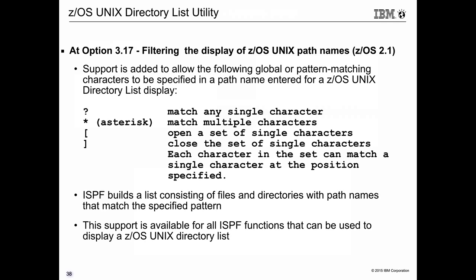Okay, so when I'm in 3.17 and I'm putting in a path name, I now have the ability as of 2.1 to use pattern matching characters as well. And you can do this in 3.17, but you can do it wherever you're putting in Unix path names now. And this may not be full regular expressions, but you do have the characters supported as you see on this screen. A question mark will match any single character, an asterisk matches multiple characters, and the square brackets enclose a set of characters you want to match against.